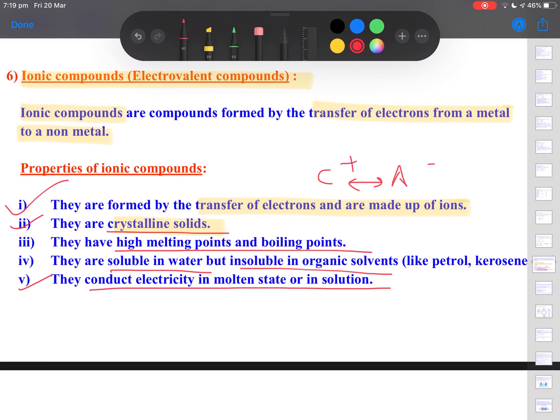I'll write down here for you: in molten state, due to the presence of free ions. Free ions means cations and anions, and the force of attraction between these two is broken due to the addition of water. Since there is no more force of attraction left between cations and anions, they are free and hence they conduct electric current. So that's all about your ionic compounds.